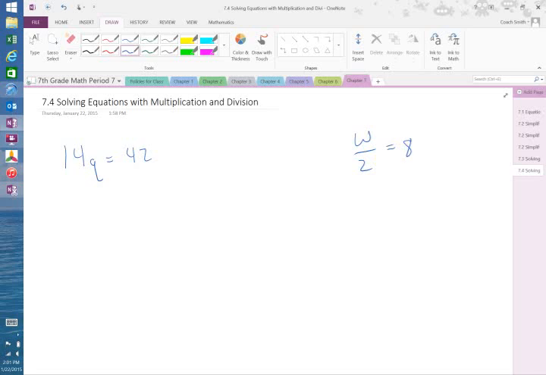Okay. In both of these, just like in the last section, 7.3, we're trying to isolate the variable. We're trying to find out what the value of the variable is. So in other words, they're saying 14 times some number is going to be equal to 42. Well, we know if we take 14 times 1, that would be 14. 14 times 2 would be 28. 14 times 3 would be 42.